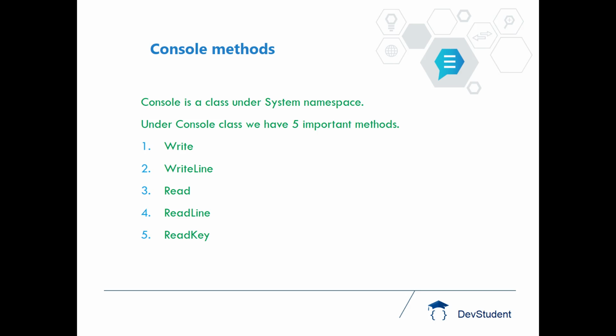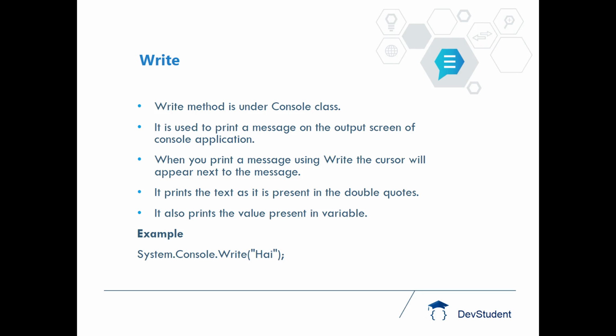The 5 important methods we have in the Console class are Write, WriteLine, Read, ReadLine, and ReadKey. The first one is Write. The Write method is used to write some message on the output screen. That means if you want to print some message on the output screen, you have to use a method like this.